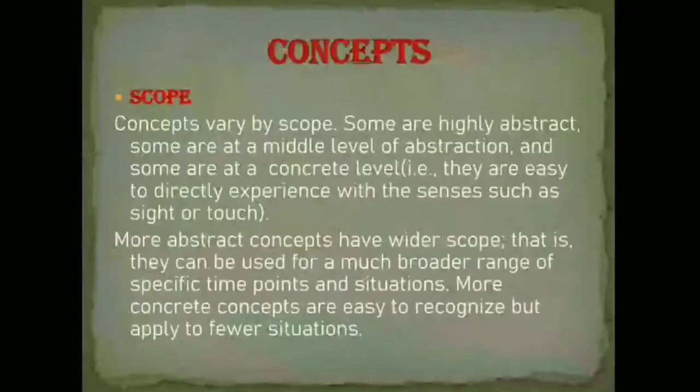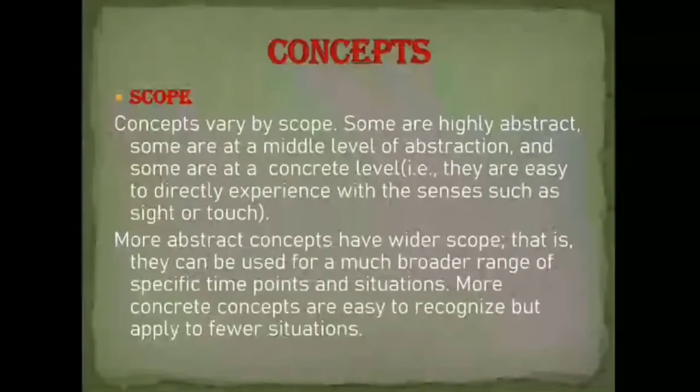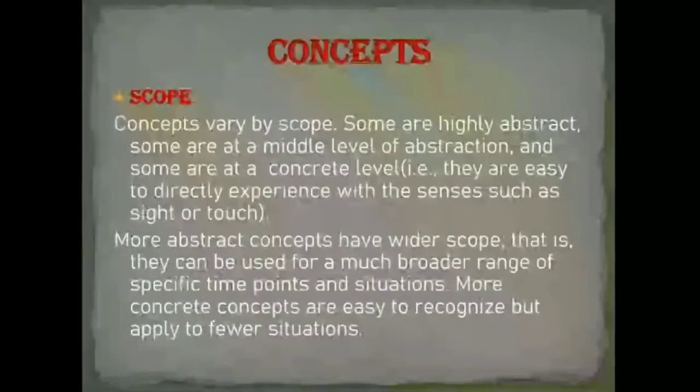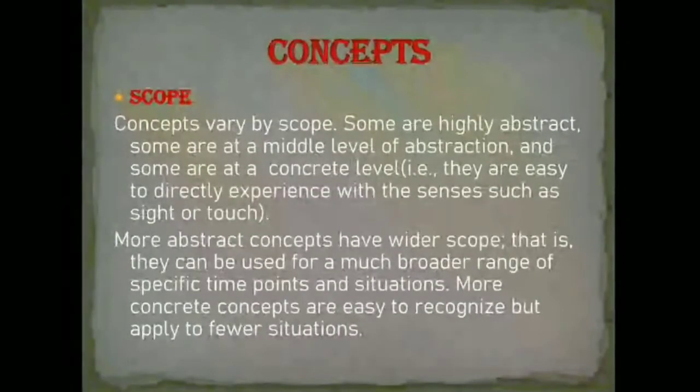Scope. Concepts vary by scope. Some are highly abstract, some are at a middle level of abstraction, and some are at a concrete level. That is, they are easy to directly experience with the senses, such as sight or touch. More abstract concepts have wider scope. That is, they can be used for a much broader range of specific time points and situations. More concrete concepts are easy to recognize but apply to fewer situations.